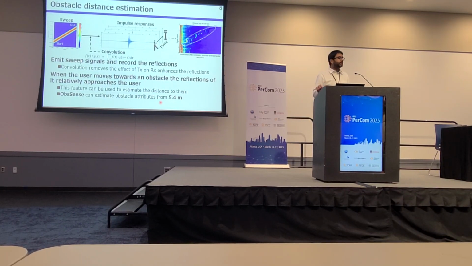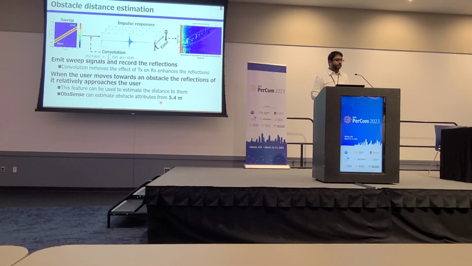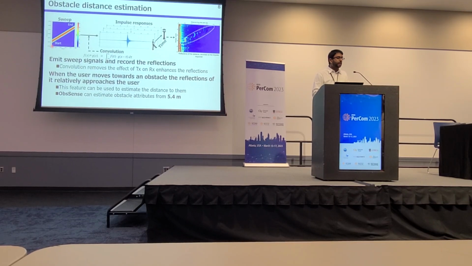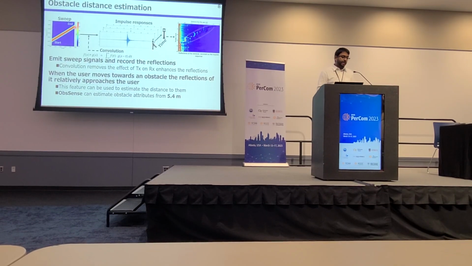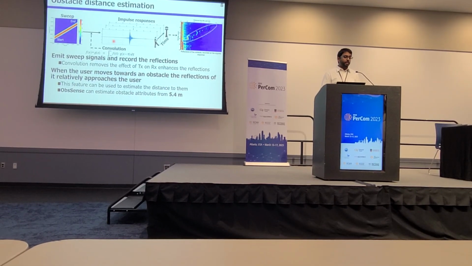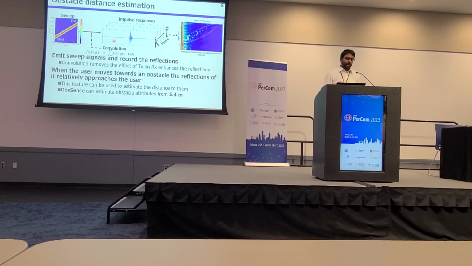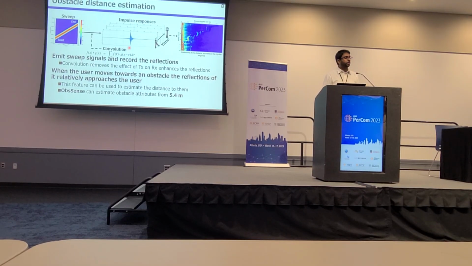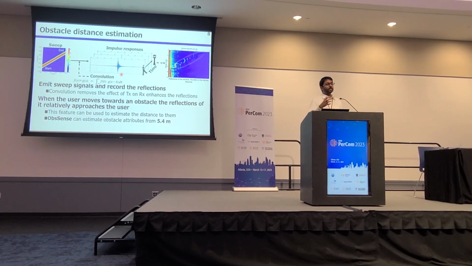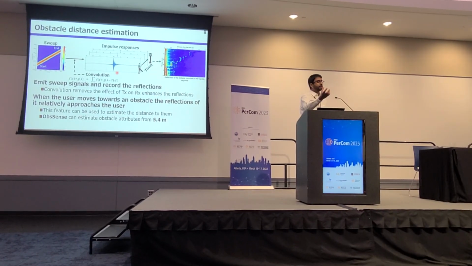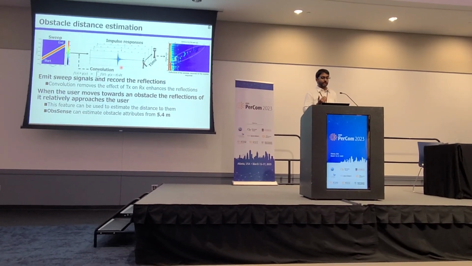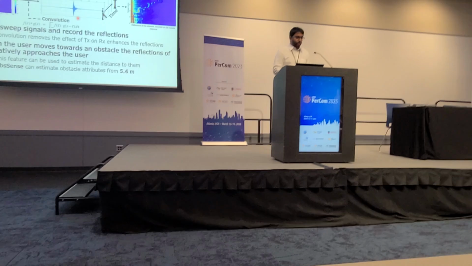So to estimate the distance between the user and obstacles, we use sweep signals. Here you can see the FFT spectrogram of a sweep signal, which we recorded using the smartphone. And here we calculate the convolution between the emitted signal and the reflected signal. As a result, we get impulse responses of the sweeps. And what convolution essentially does is that it removes the effect of the emitted signal from the reflected signal, and it enhances the reflections from the obstacle recorded on the impulse response.